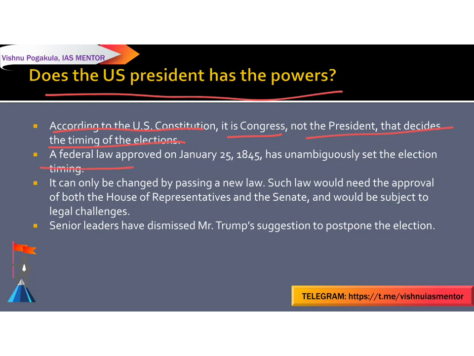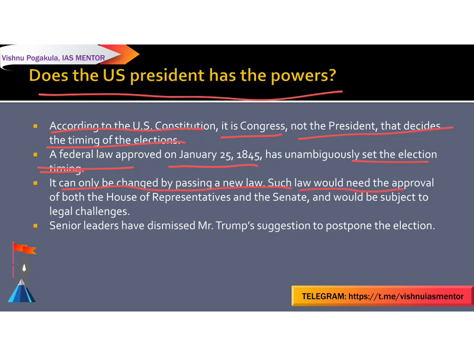A federal law approved on Jan 25, 1845 has unambiguously set the election timing. So according to that law, the election time is set, and it can only be changed by passing a new law.